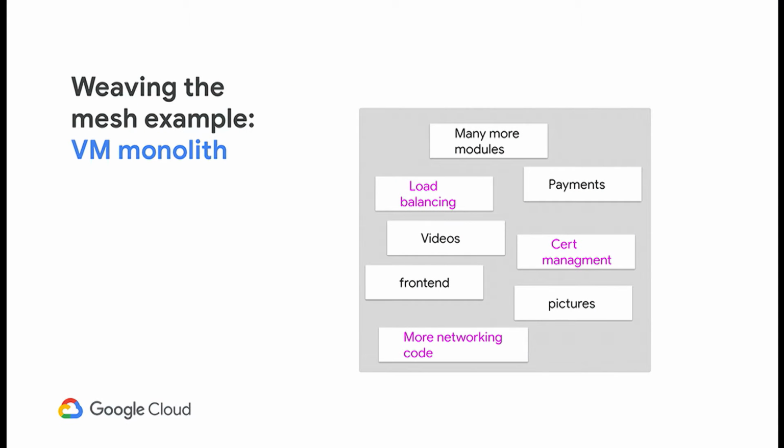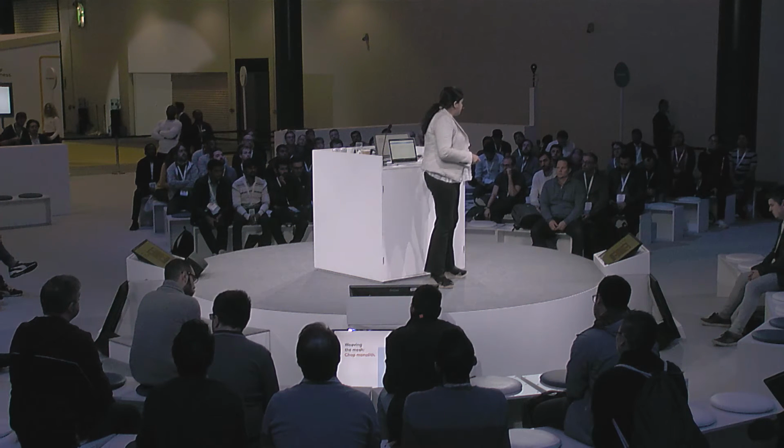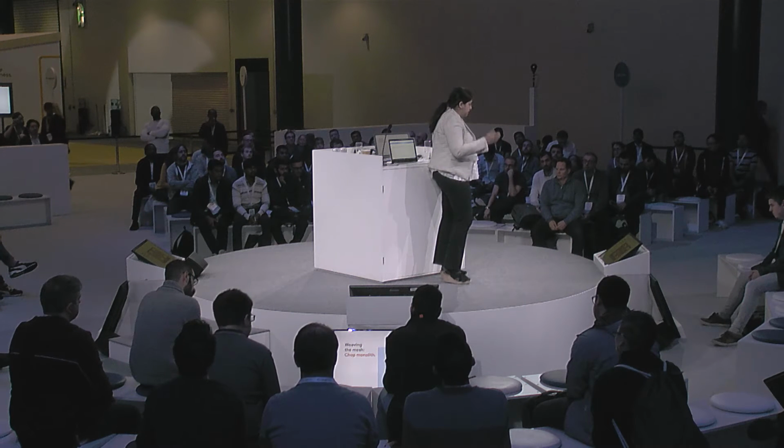Now, let's go create a service mesh. So let's say each of you had a VM-based monolith. Now, it's got a bunch of code, or a lot of your modules, but it's also got a bunch of networking code. Let's take the code, let's chop it up into microservices. That's what you see on the screen.